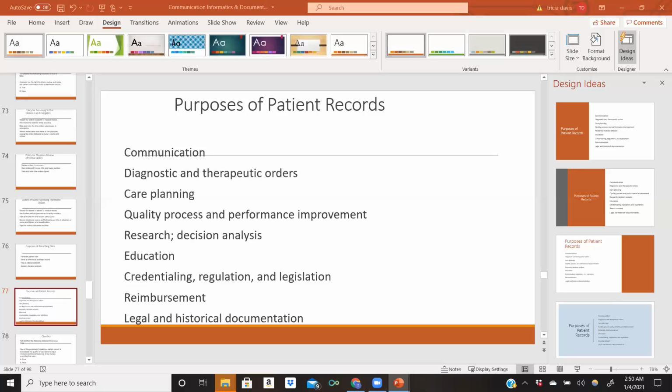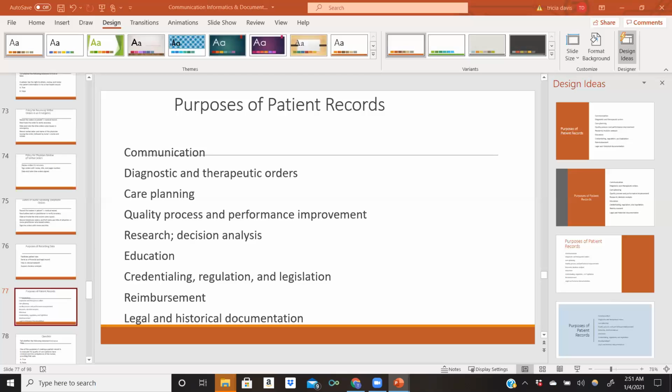We use it for credentialing, regulation, and legislation. The documentation allows reviewers to monitor healthcare practitioners' and healthcare facilities' compliance with standards that govern that profession and their provision of care.